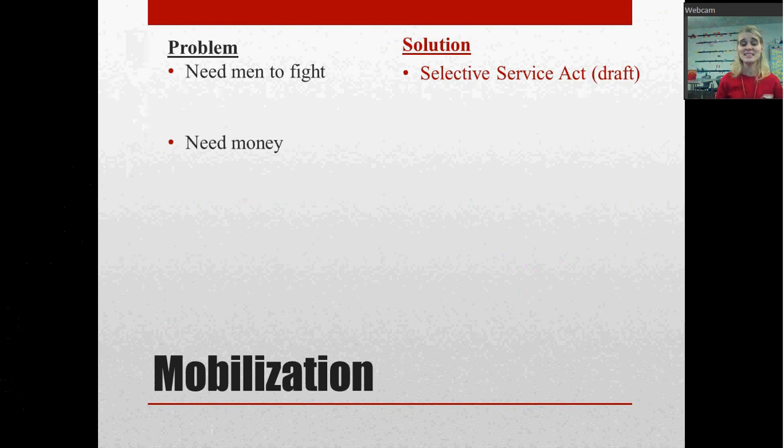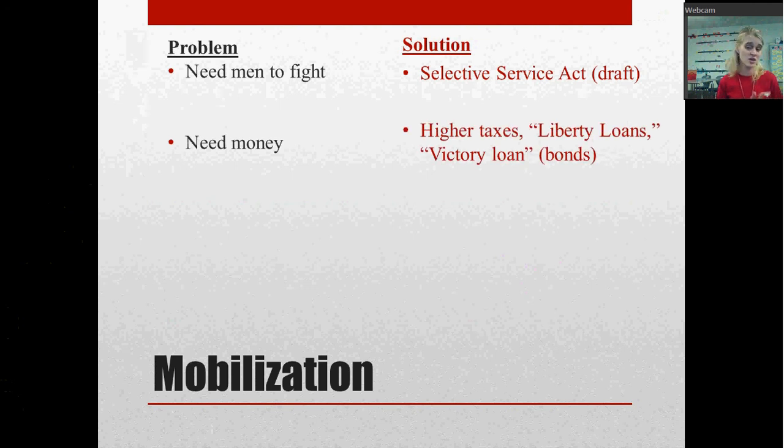The other thing that they need is money. Wars are expensive, so we need this money to fight this war. First thing that Wilson does is institute higher taxes, particularly the income tax.